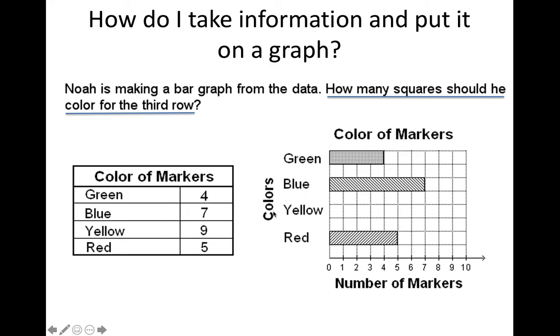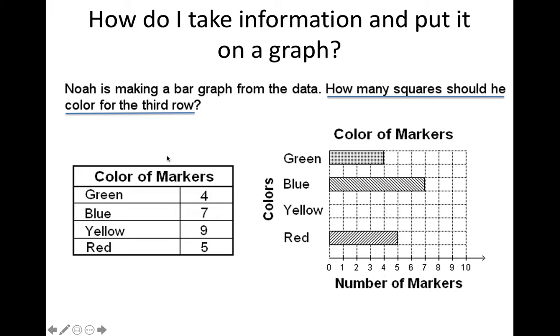Here are labels, colors, and the number of markers. Or again, it's said how many. And we have the numbers 0 to 10. And the title, color of markers. So green, there's 4. So 1, 2, 3, 4. Again, you see this dark shaded line tells you where the bar ends. And if you go down, you could see it's right at the 4.